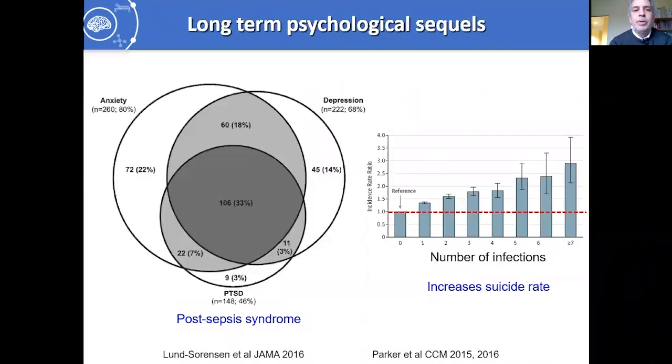Long-term psychological disorders include anxiety, depression, and PTSD in critically ill patients, and therefore in septic patients. And in the graph, you can see that there is a proportional correlation between the rate of hospitalization for sepsis and the risk of suicide.